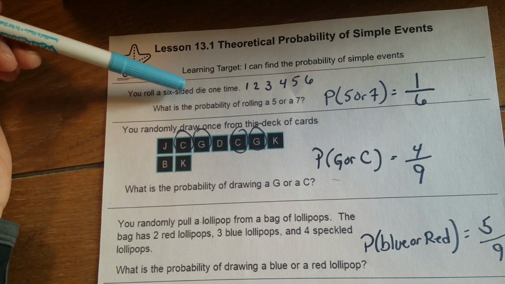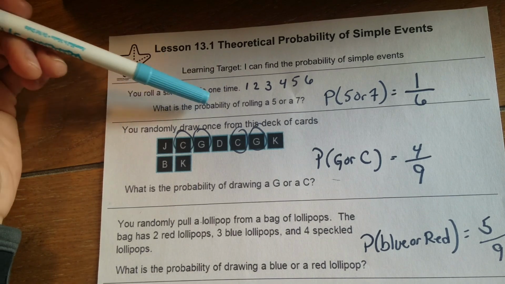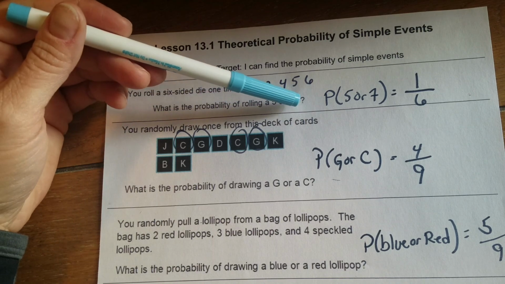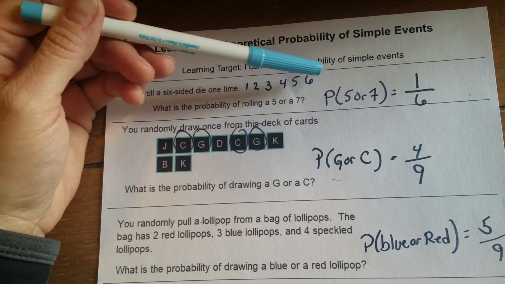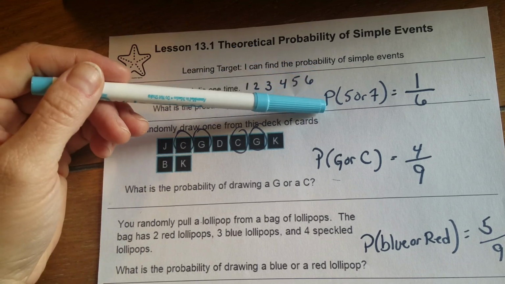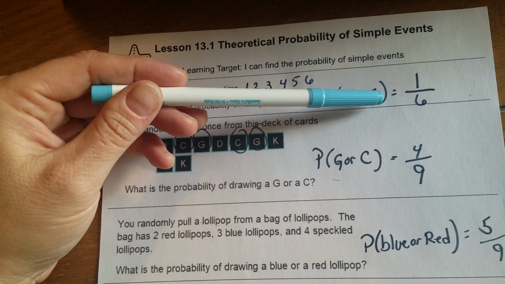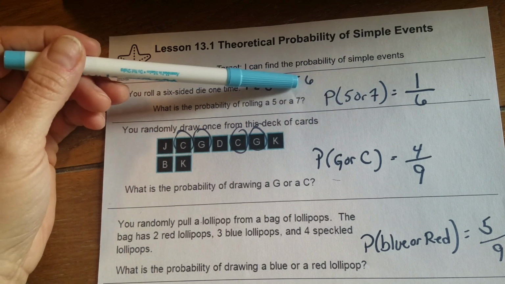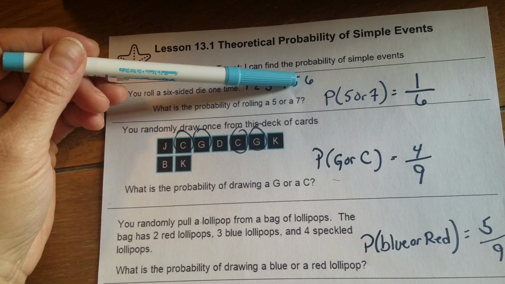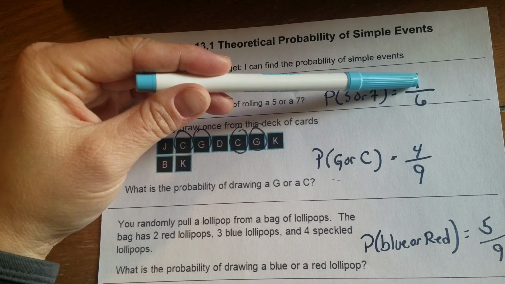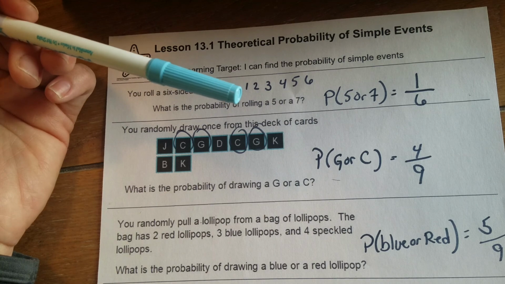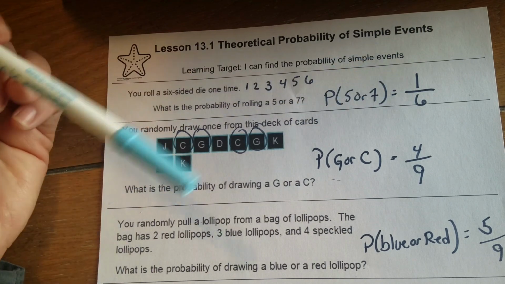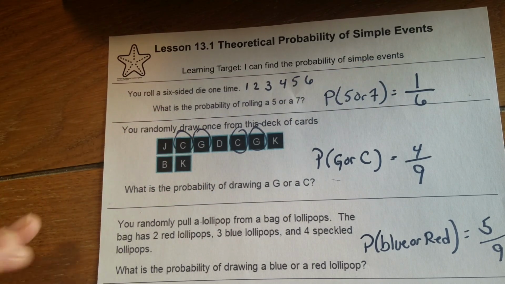You roll a 6-sided die one time. What is the probability of rolling a 5 or a 7? Well, you can see up here that I have all of the numbers listed out, 1, 2, 3, 4, 5, 6. And we want to find the probability of 5 or 7. Well, there's one 5 right here, but there's not ever going to be a 7 on a 6-sided dice. So there's one 5, that's where I got the 1, and then there's 1, 2, 3, 4, 5, 6 total options that could have happened. 1 out of 6 would be the probability of rolling a 5 or a 7.